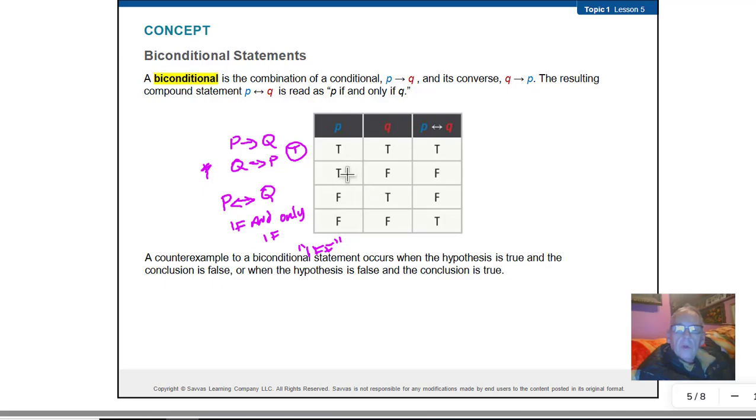So if the original statement is true, P if and only if Q is a true statement. If P is true, yet Q is false, that would be a false statement. If P is false, yet Q is true, that would also be a false statement. But if they're both false, then we have to assume that it's a true statement from our truth table.